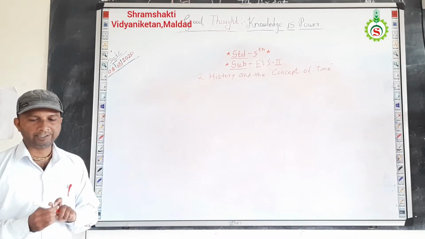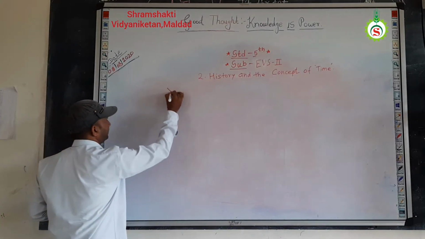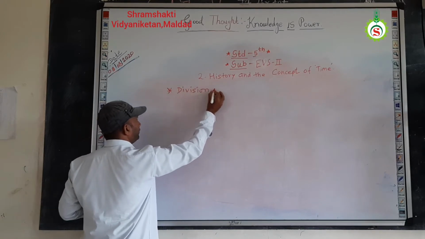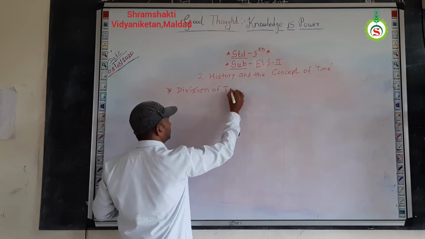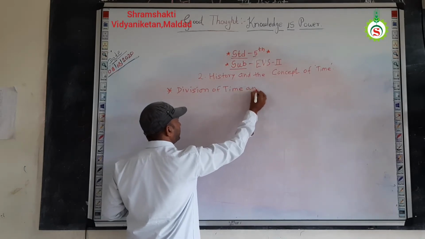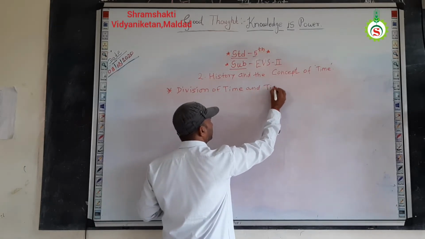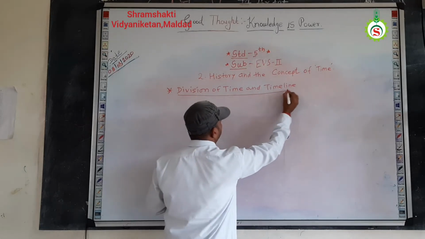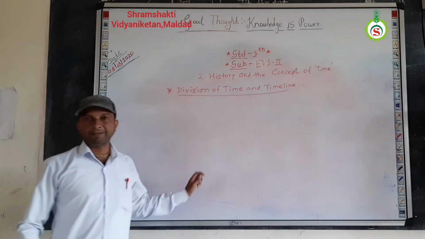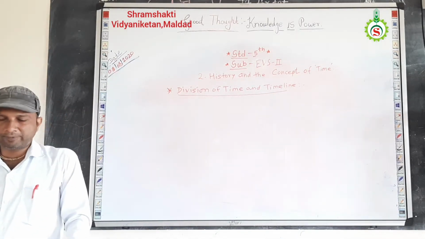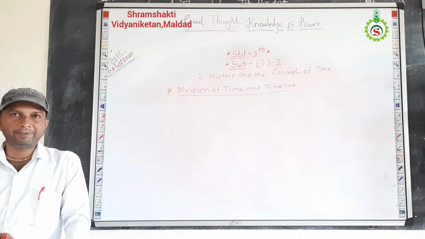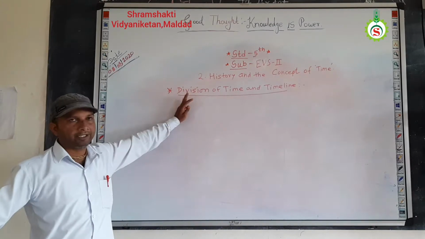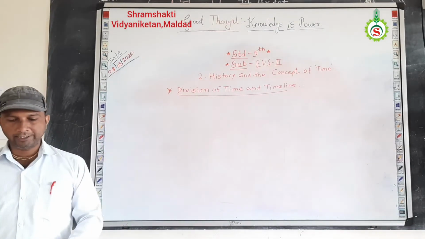So first point is division of time and the timeline. Timeline means from the period when the earth was established, or the community of people was established on the earth's surface, up to the present period, how this time gets divided. We are going to learn this in this lecture.